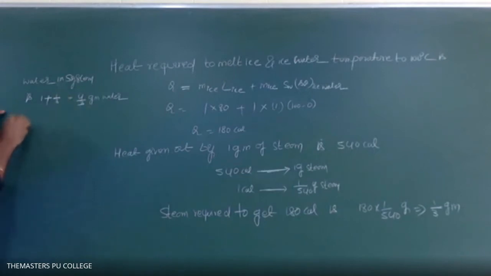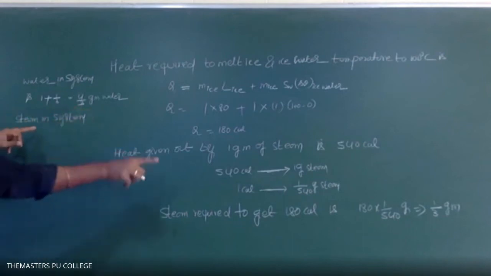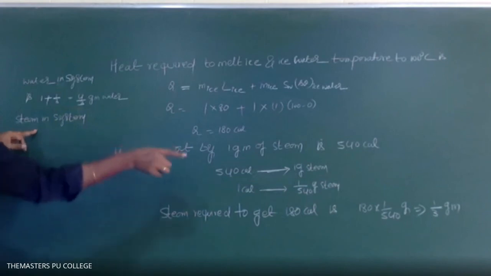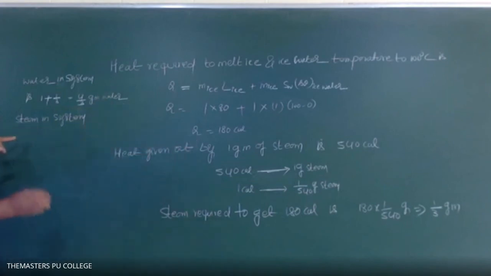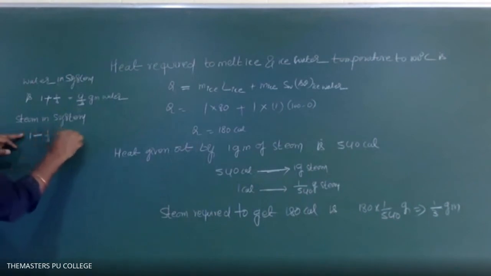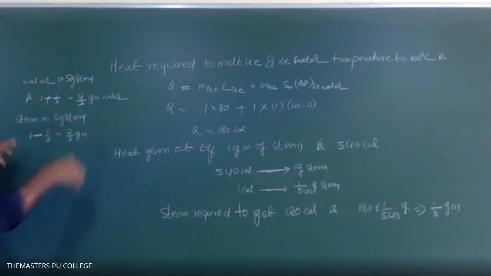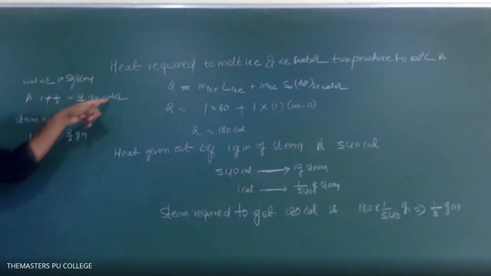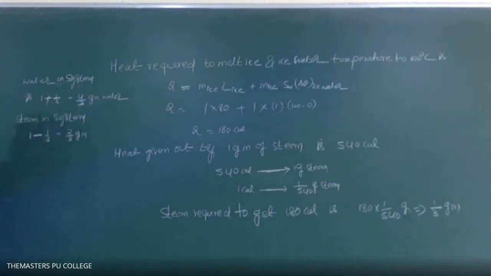Next, what is the steam in the system? Initially 1 gram of steam is there, out of that 1 by 3 is converted into water, so the steam in the system is 1 gram minus 1 by 3, that equals 2 by 3 gram. Finally, in the system, 4 by 3 gram of water is there and 2 by 3 gram of steam is there. Both are at 100 degrees centigrade.